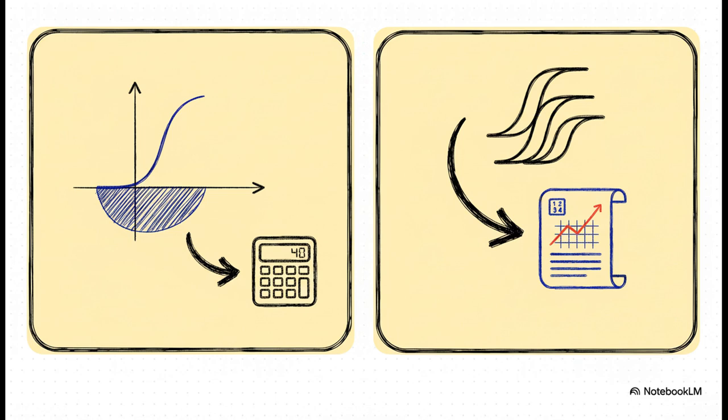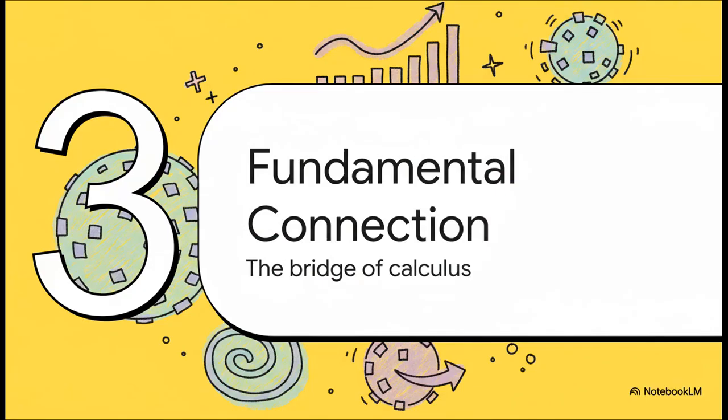Simple. But then, on the other hand, you've got the indefinite integral. Its result isn't a number at all, but a whole formula, or really a whole family of formulas. Think of it as giving you the general recipe, not just the final dish. So we have these two different ideas. One gives you a number, the other gives you a formula.